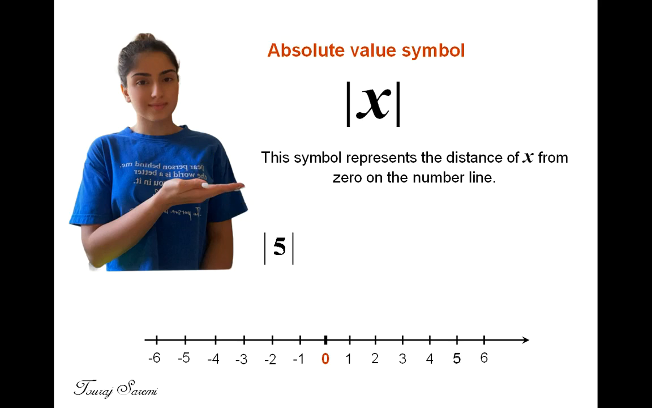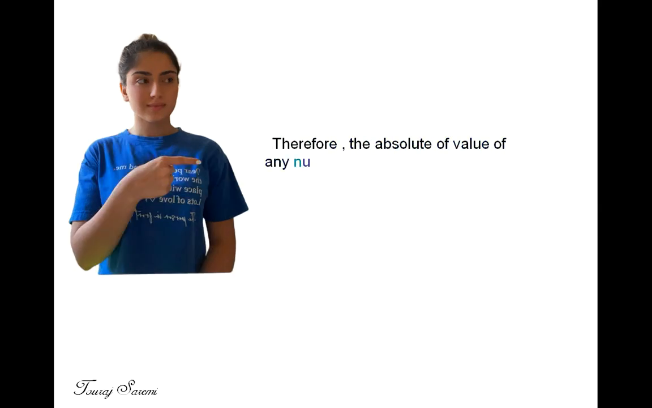The absolute value of 5 is the distance of 5 from 0. The absolute value of 5 is 5. The absolute value of 0 is the distance of 0 from 0. The absolute value of 0 is 0. Therefore, the absolute value of any number is always non-negative.